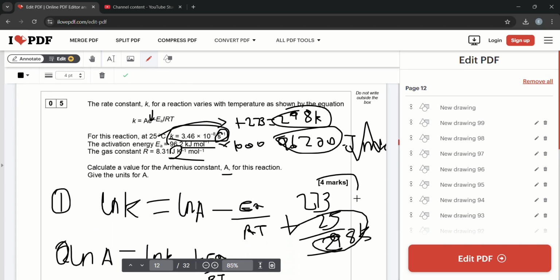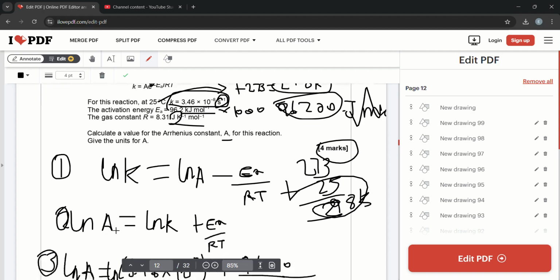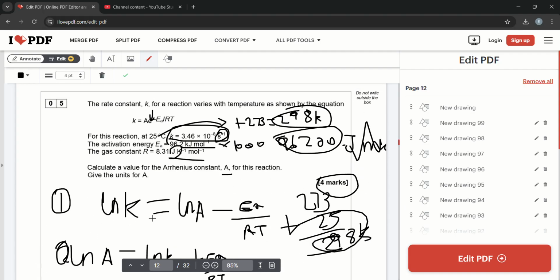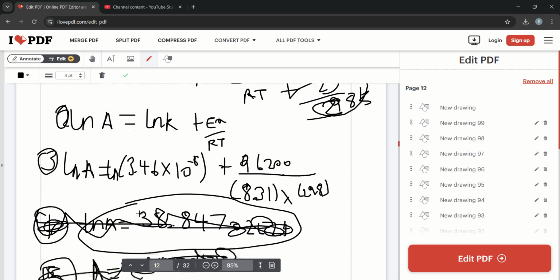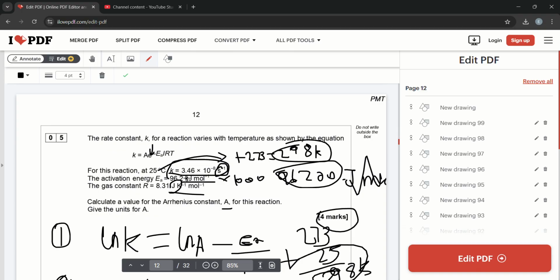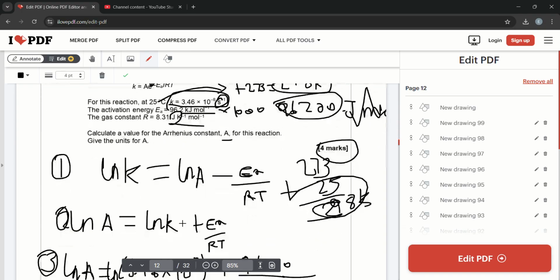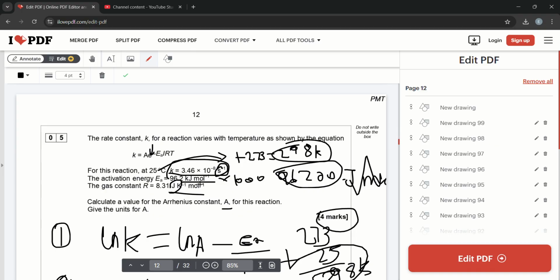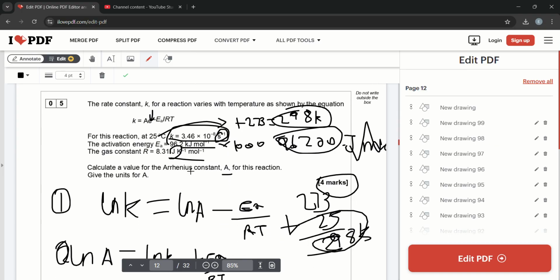Hopefully it's correct, and that's 4 marks down the back. Take natural logs: ln k equals ln a minus ea over rt. Rearrange it to get ln a equals ln k plus ea over rt. For ln k, don't make the silly mistake that I did. Substituting k in, it's ln, on the calculator, then the k value 3.46 times 10 to the power minus 8. Plus ea: activation energy needs to be in joules because the gas constant is in joules, you can't have one in kilojoules and another in joules. To convert into joules, times by 1000. Divided by R, 8.31, times by temperature. Temperature needs to be in Kelvin, so add 273, and you get 298 Kelvin.